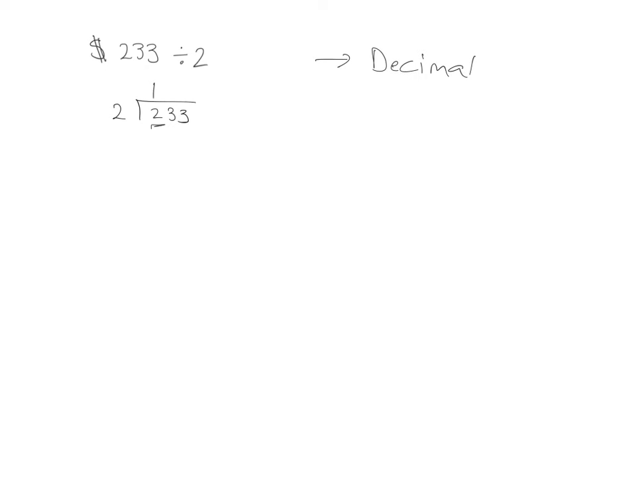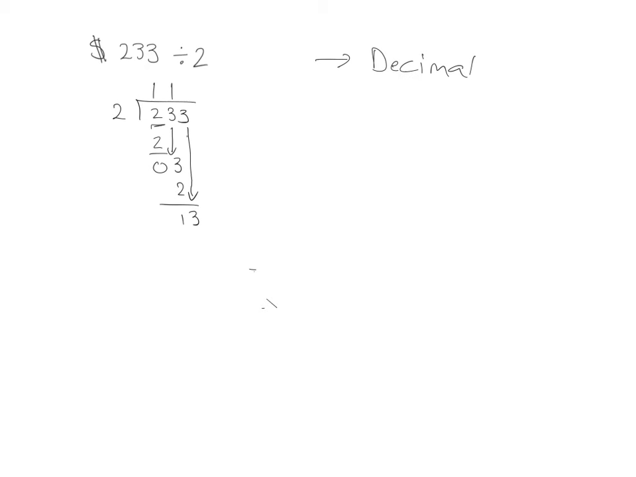2 divided by 2 is 1. 1 times 2 is 2. We had 2, we used 2, we have none left. Bring down the 3. We've got 3, and we're dividing it into 2 groups. So you can see we'll only have 1 in each group. 1 times 2 is 2. 3 minus 2 gives us 1. We've got 1 left over. Bring down the 3.